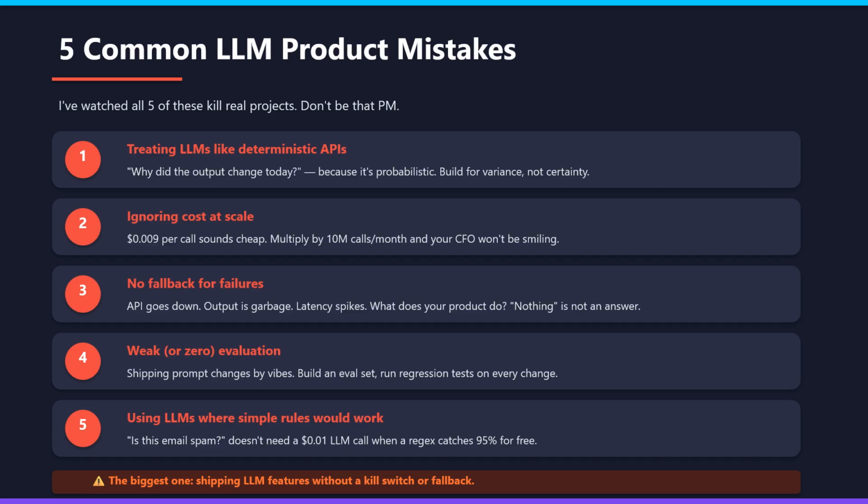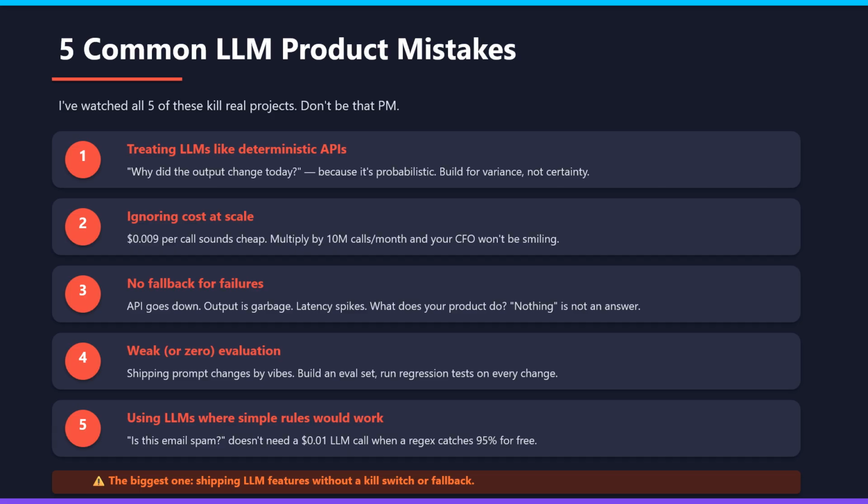Mistake three: no fallback for failures. The API goes down, output is garbage, latency spikes. What does your product do? Nothing is not an answer. Build graceful degradation into every LLM feature.